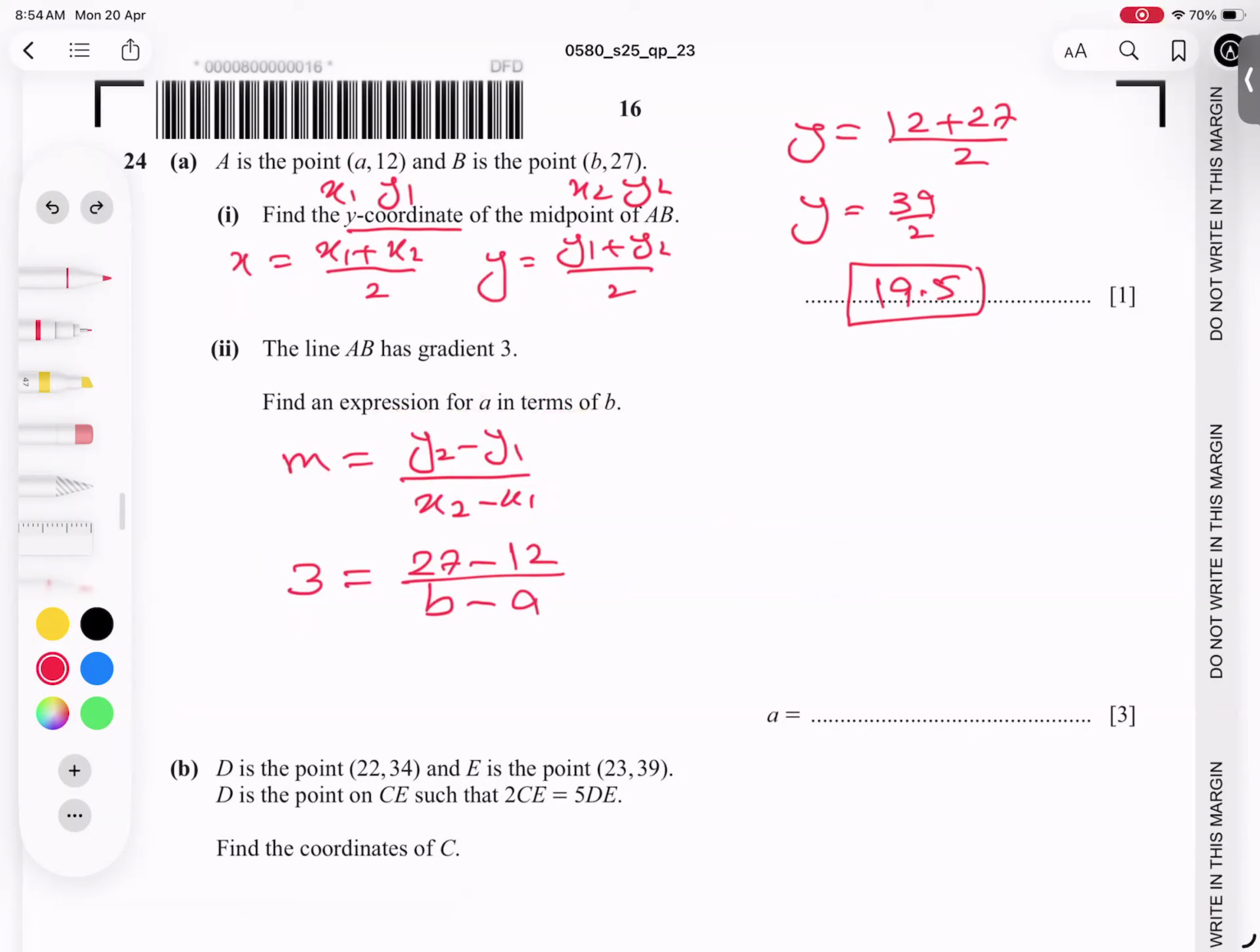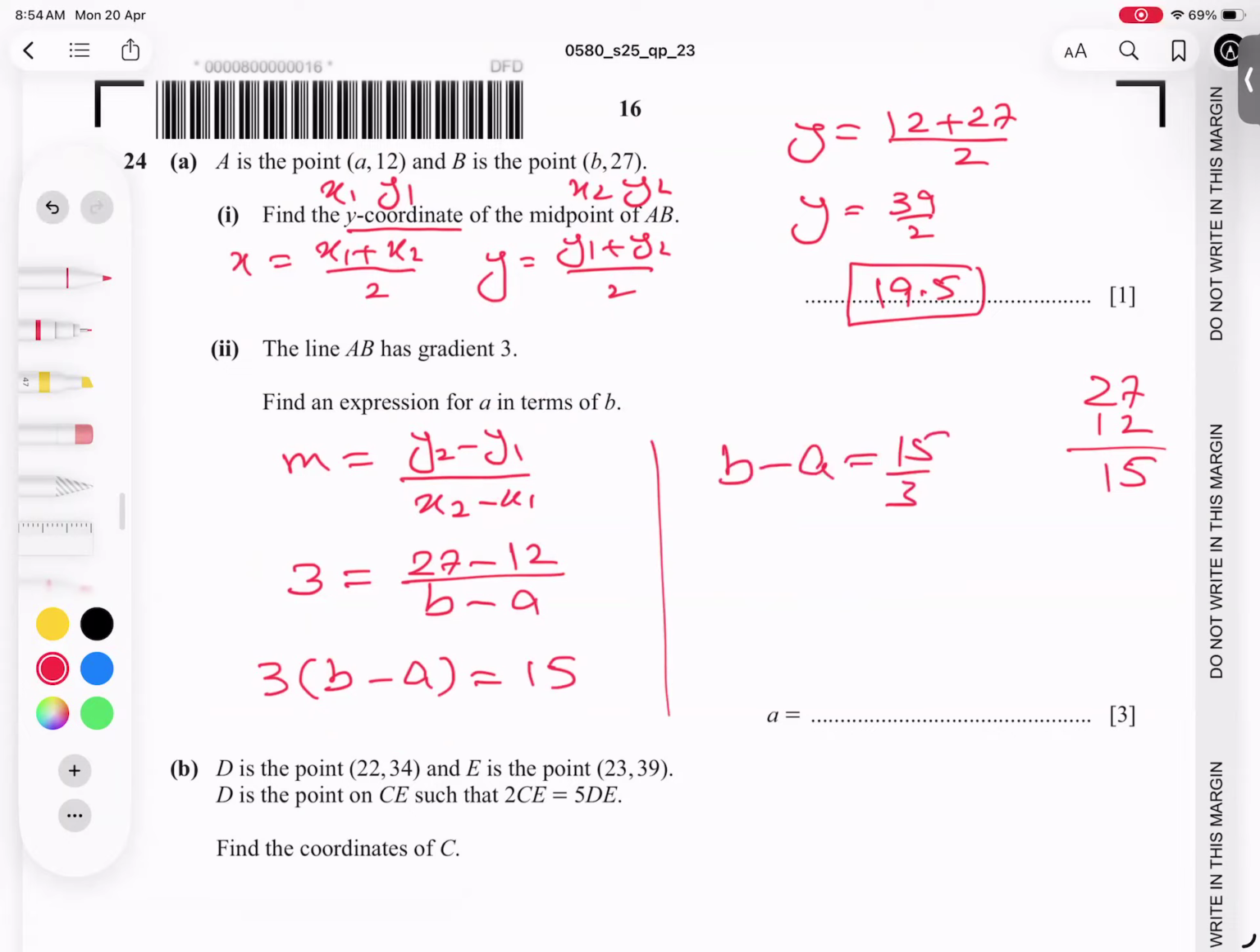So first of all, I have to cross multiply. 3 times (B minus A). And if you subtract 12 out of 27, I got a 5 here, I got a 15. Now this 3 can multiply inside, but better is that it goes there. So B minus A is equal to 15 by 3. B minus A is equal to 5.